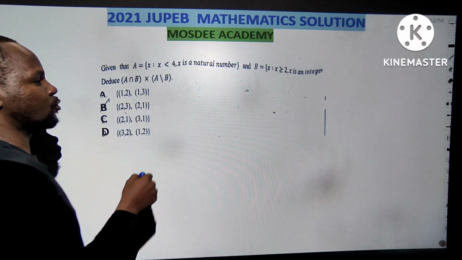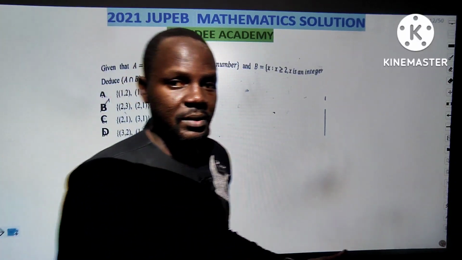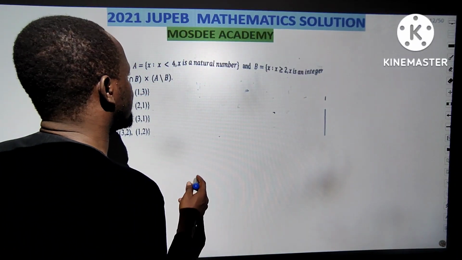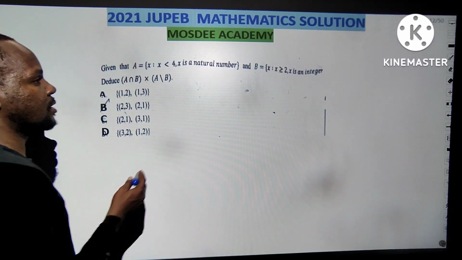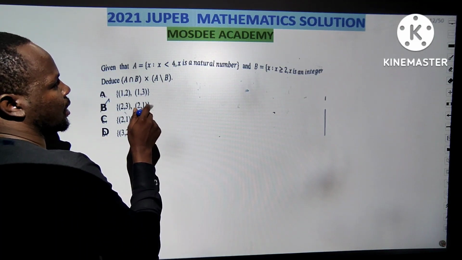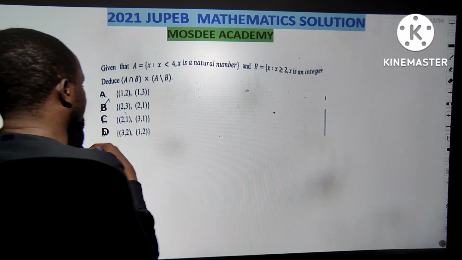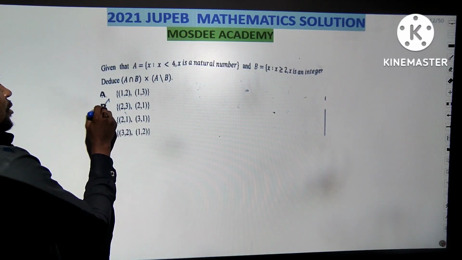Then A over B is what is in A that is not in B. Please note that A over B is not dividing the way you divide normal things. So what is in A that is not in B is 1. 1 is in A. 1 is not in B. So 1 is part of the answer. Intersection is 2 and 3. So this is the answer.